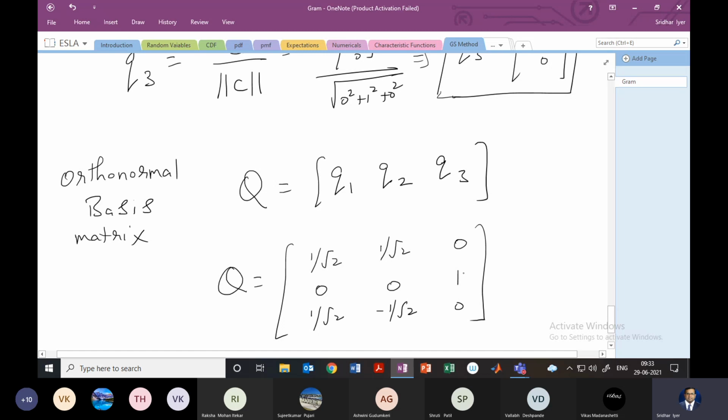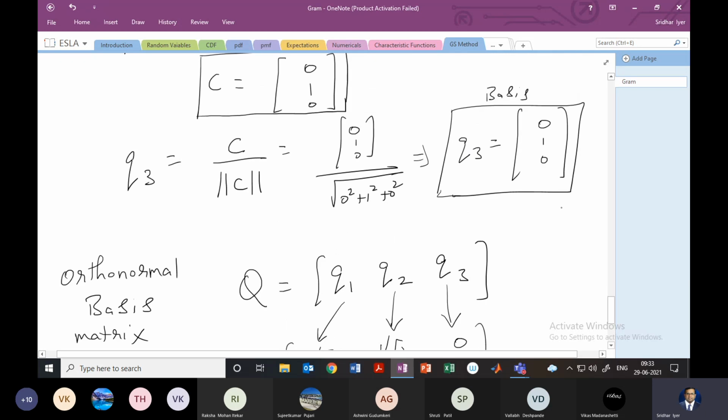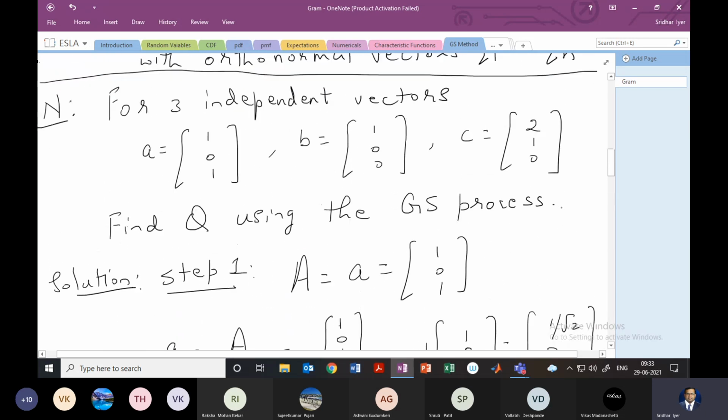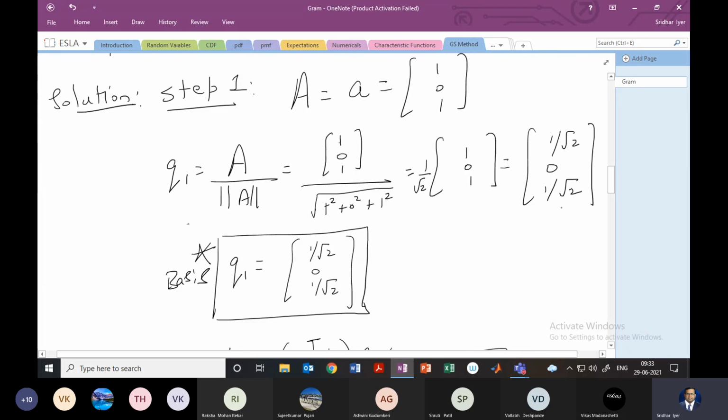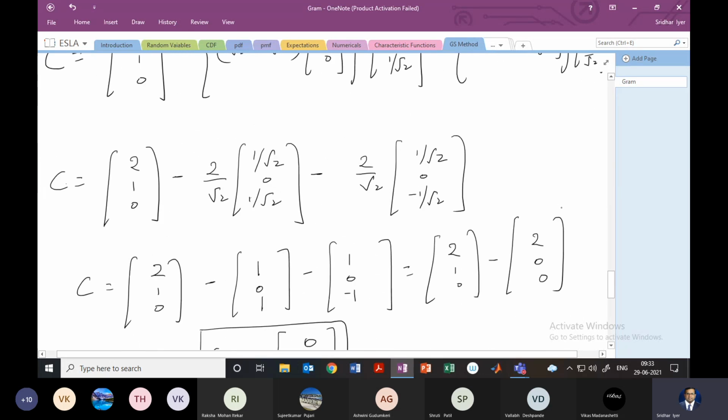I have it on the sheet, that's why. So Q1 is the matrix as column 1, Q2 is the matrix in column 2, and Q3 is the value in column 3. Right? So this is how we find the orthonormal basis matrix, that is Q. Okay. Now, the original question, let me scroll up. The original question that we have is find Q using the GS process. Okay. So we have actually answered the question. We have found the value of Q.